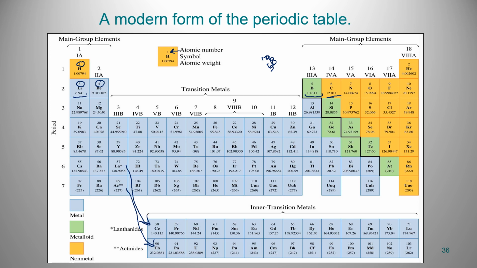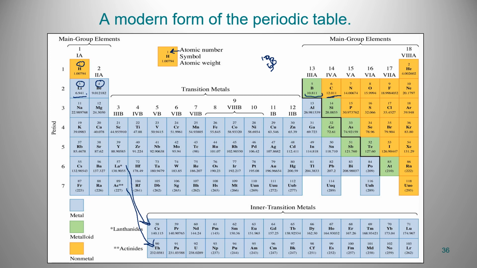Anyway, notice that there's two numbering systems. There's 1 through 18, which is the newer system. I actually like the older system, so you can see here's 1A, 2A. All these in here are the B's, and then 3A, 4A, 5A, 6A, 7A, 8A. All these A groups are called the main group elements, or 1 and 2, and then 13 through 18. All these B groups in between are called the transition metals. And then the inner transition metals are these down here, the lanthanides and the actinides.